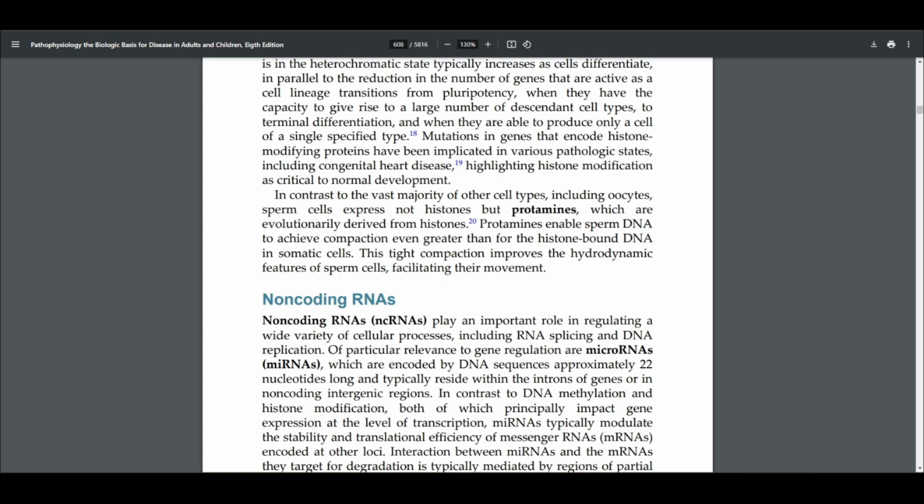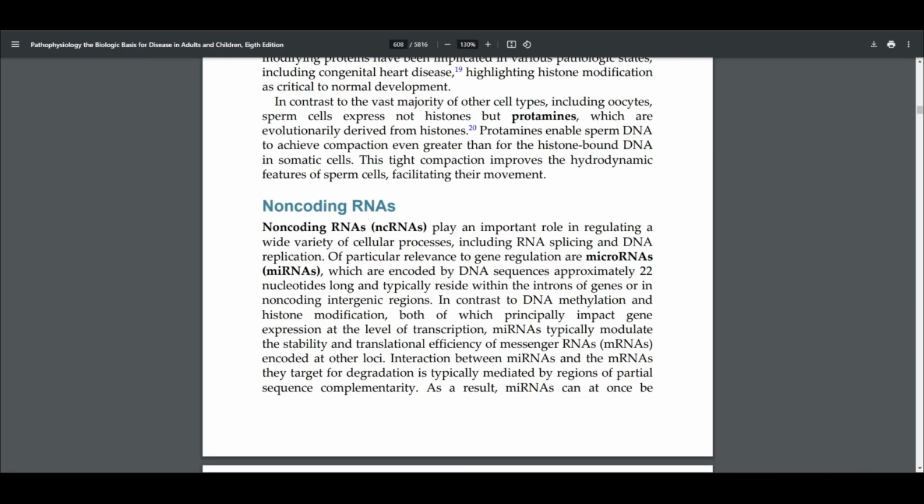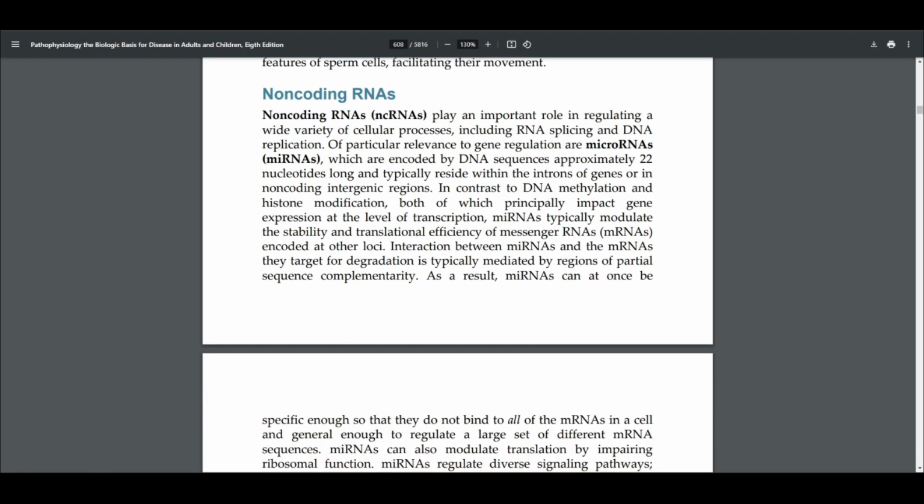In contrast to the vast majority of other cell types, including oocytes, sperm cells express not histones, but protamines, which are evolutionarily derived from histones. Protamines enable sperm DNA to achieve compaction even greater than for the histone-bound DNA in somatic cells. This tight compaction improves the hydrodynamic features of sperm cells, facilitating their movement.